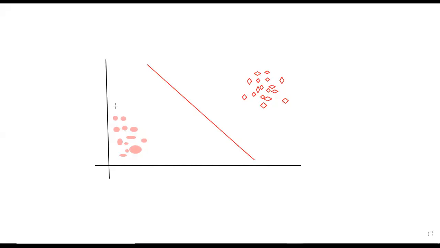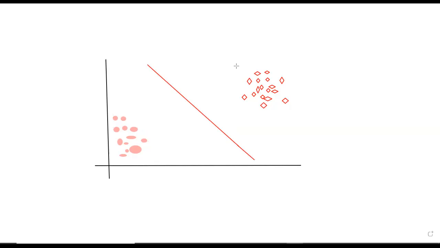The straight dash line I am going to draw in such a way that it should touch this data point, the last data point which is near. So you can see here, with respect to this data point, I have drawn this line. This line you can say is a hyperplane.